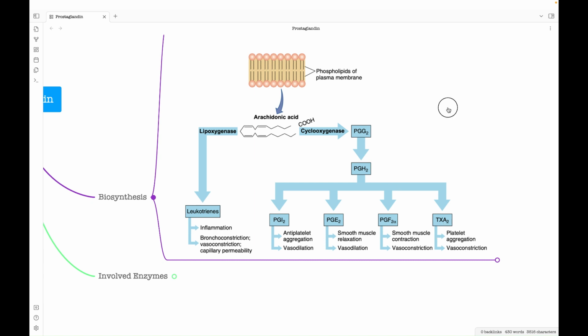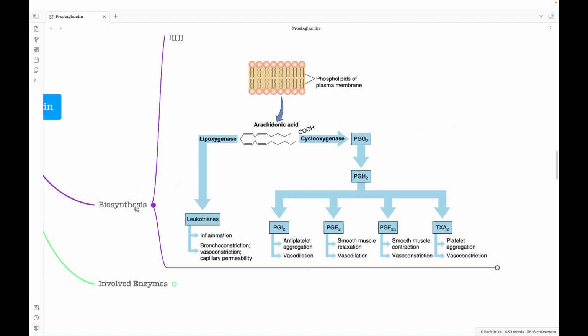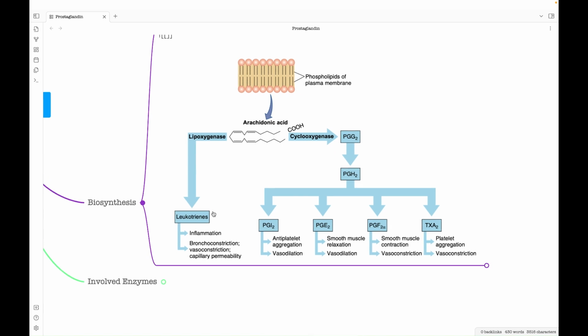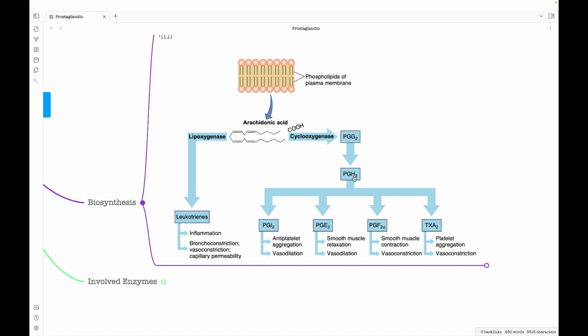So these are the main types of prostaglandin, and this is the biosynthetic pathway. Okay, here I have to mention one thing: leukotrienes, which are also associated with bronchoconstriction and vasoconstriction, and PGF2 alpha, which is associated with smooth muscle contraction and vasoconstriction, these two are mainly responsible for all the asthma symptoms.